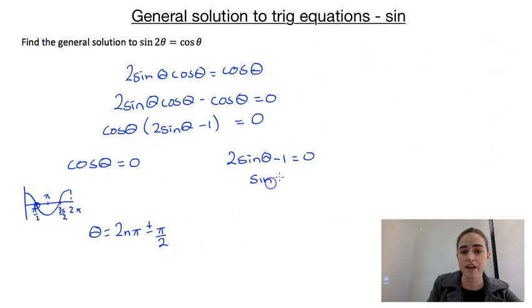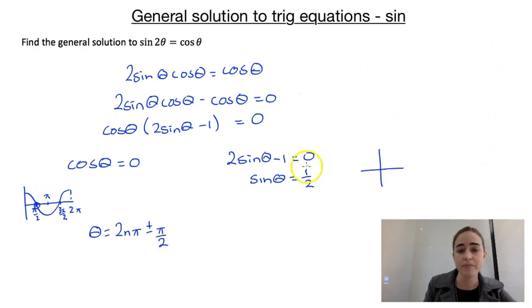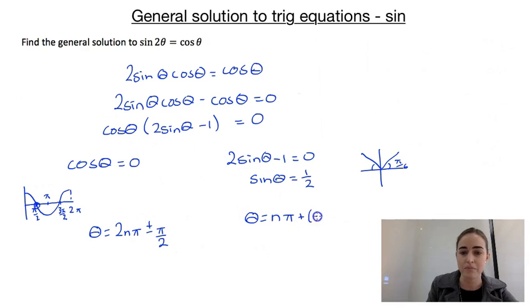If we rearrange that, we'd have sine theta equals a half. To solve that one, we draw our all stations to central diagram. Sine is positive in the first and second quadrants. Our related angle would be pi on 6, just like we did at the start of this video. That's our first solution, so that's going to be our alpha, which means that our solution would be theta equals n pi plus minus 1 to the power of n times pi on 6. So those are the two general solutions for this equation.